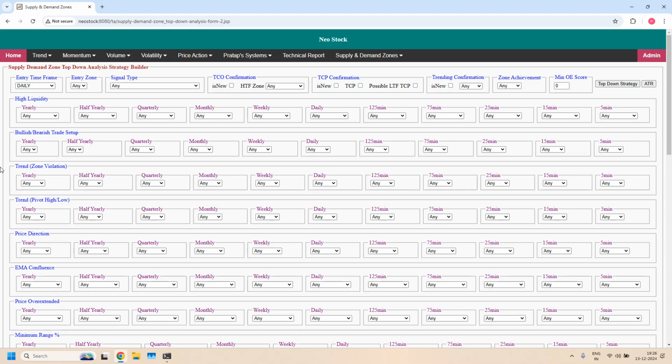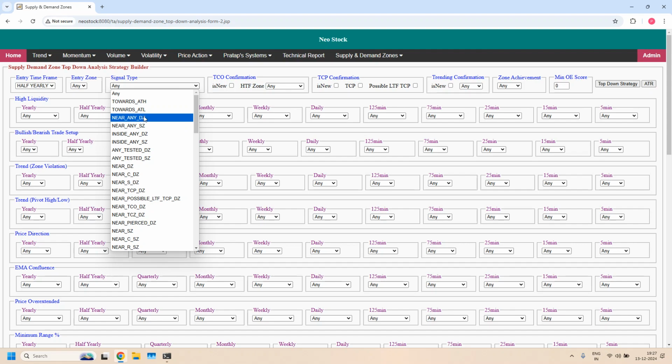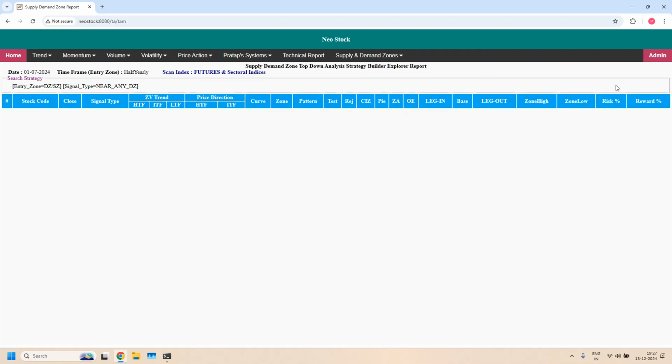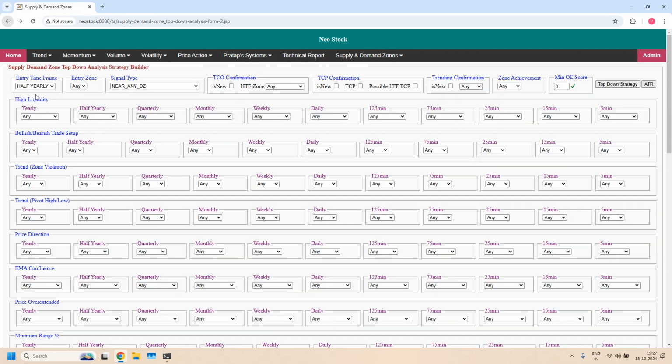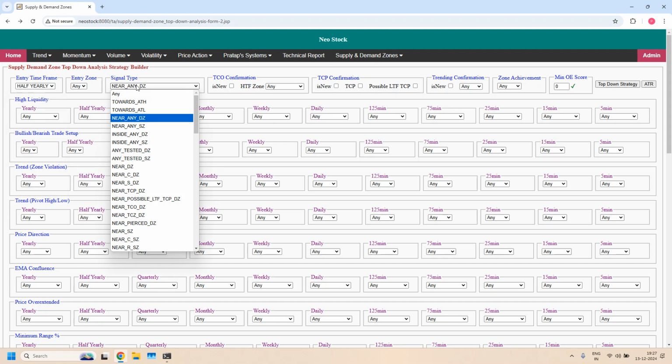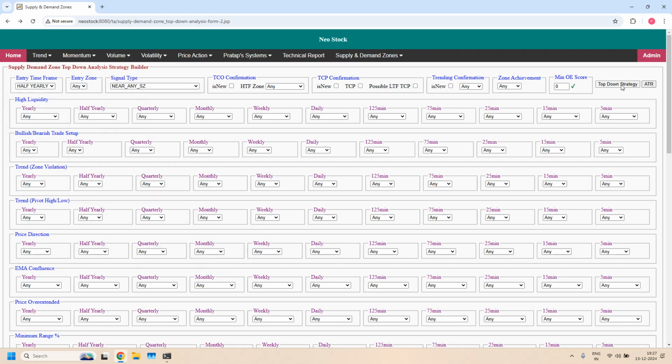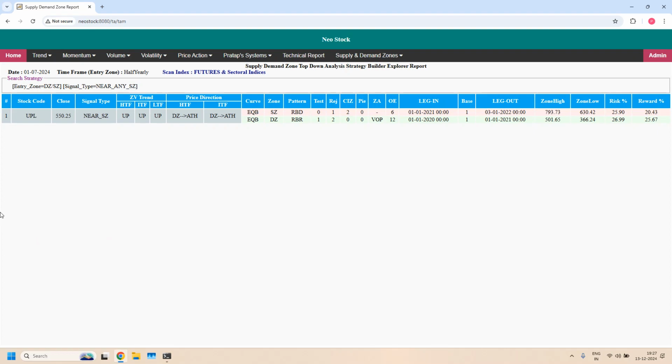Now let's generate the stocks near demand and supply zones for different time frames, starting with the half yearly time frame. Stocks near half yearly demand zone, no stocks are available. Half yearly time frame, stocks near half yearly supply zone, one stock is filtered.